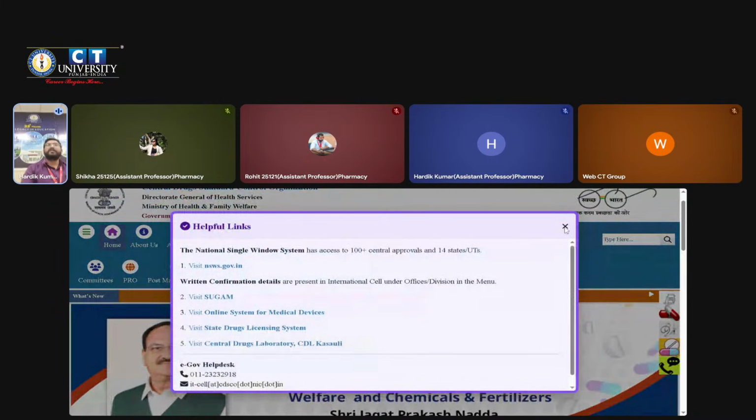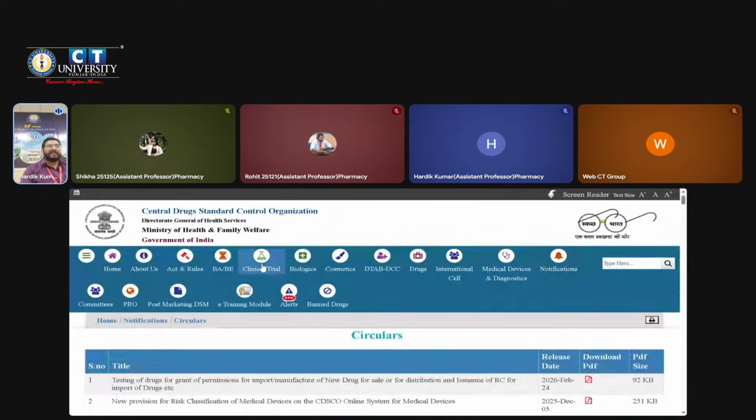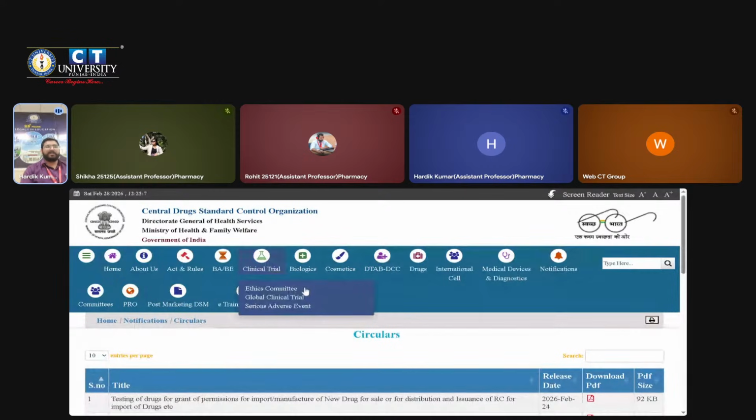taken by the registered authorities that are under the DHR. Now it's the Department of Health Research. If we want to know about the clinical trials, what ethics committees are available, global clinical trials going on, serious adverse events going on.